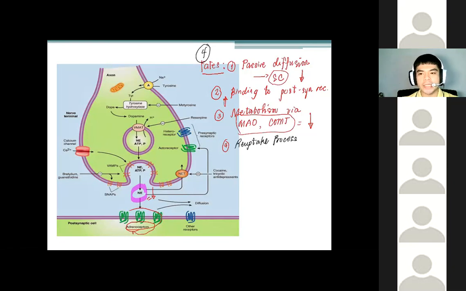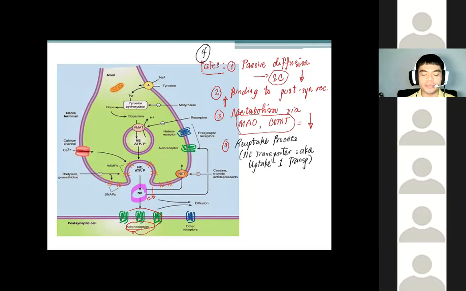And reuptake process is made possible by a specialized transporter, and that is called norepinephrine transporter, which is also known as uptake 1 transporter. I repeat, the fourth possible fate involving norepinephrine is the reuptake process, and that is held by the norepinephrine transporter, also known as uptake 1 transporter.